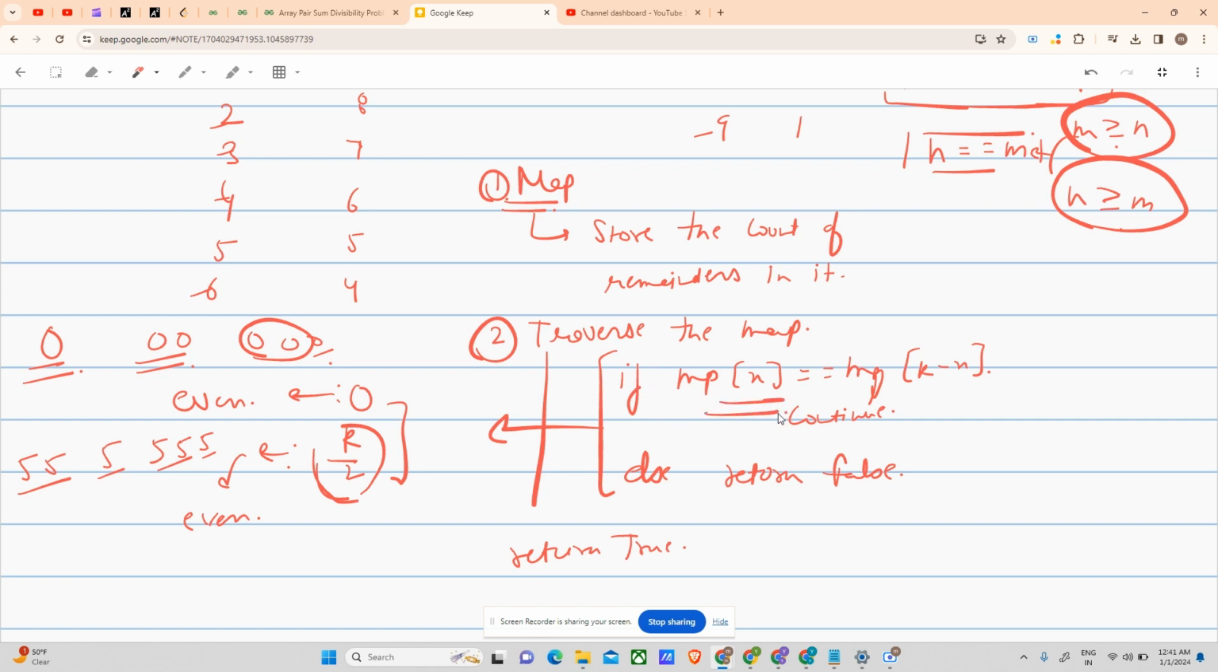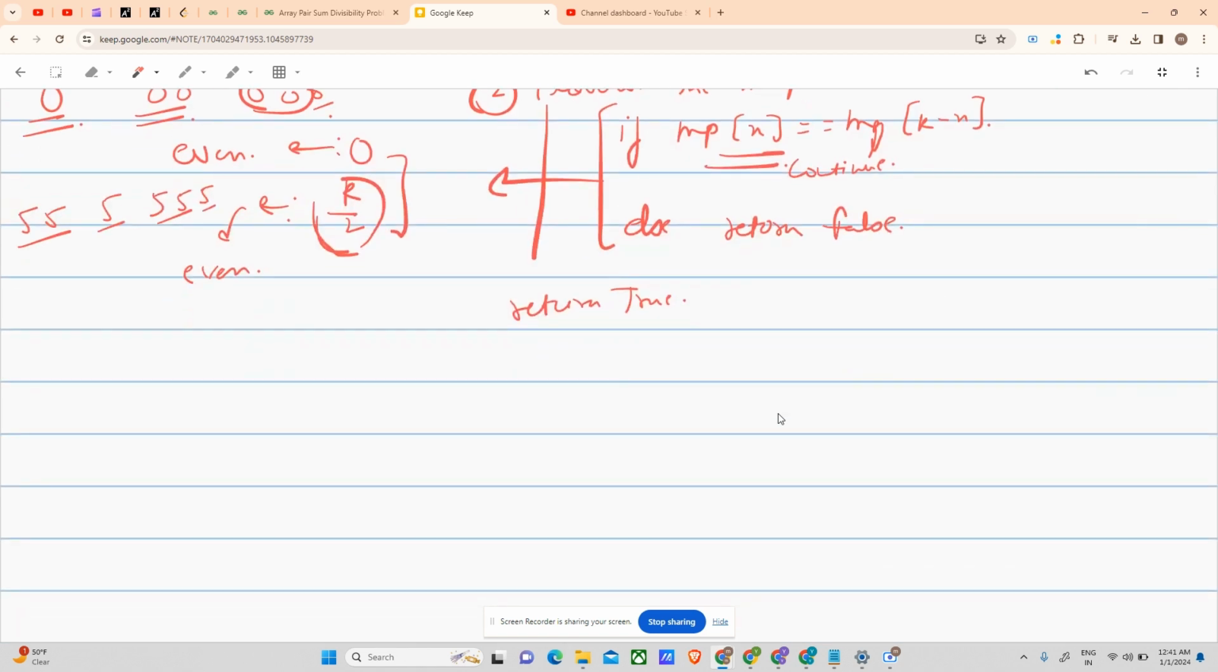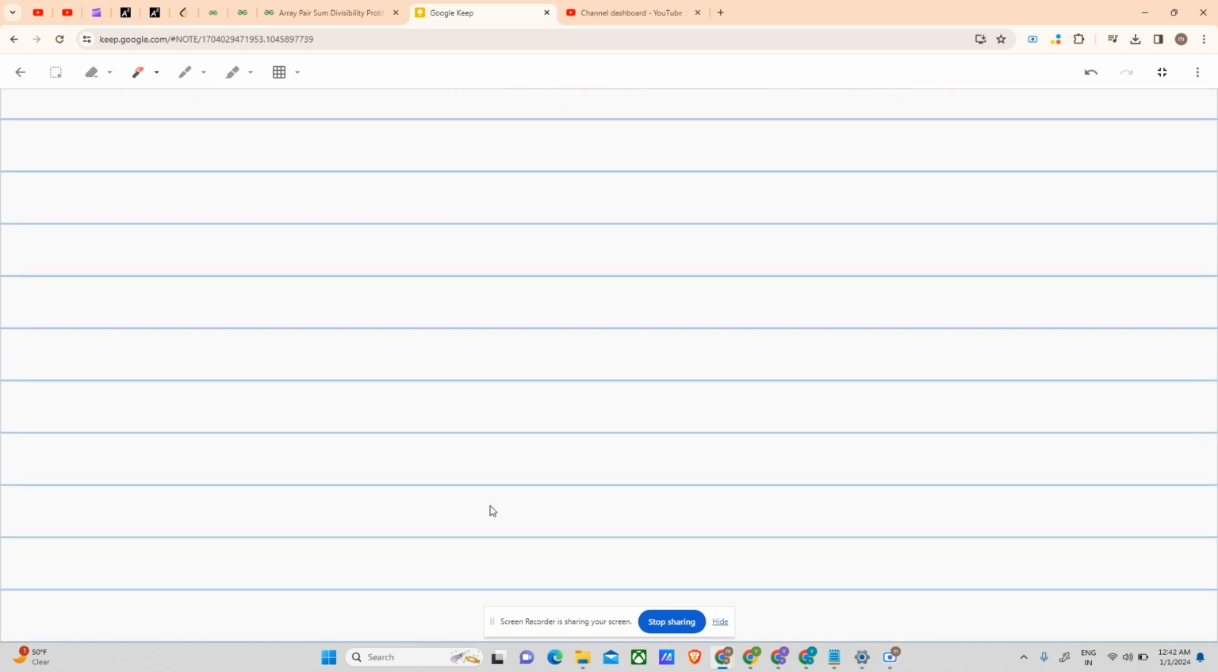Also, I forgot to mention the base case. The first base case is that if the size of the input array is odd, is it possible now? No. If the array size is odd, we are not able to divide it into pairs, right? Correct. So these were the base cases. Let's look at the pseudocode.